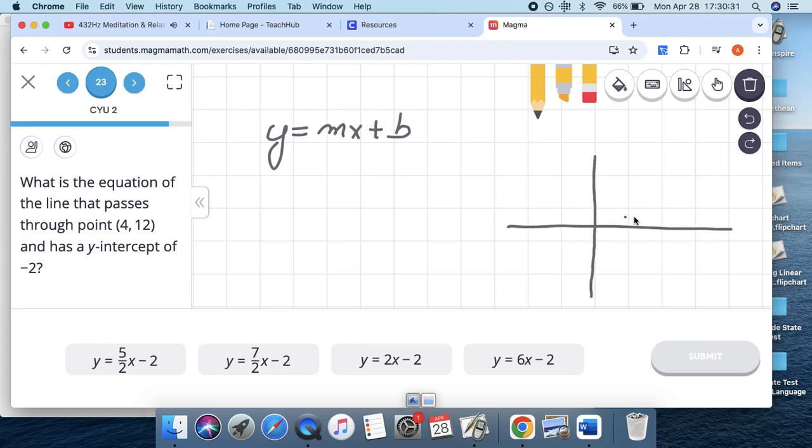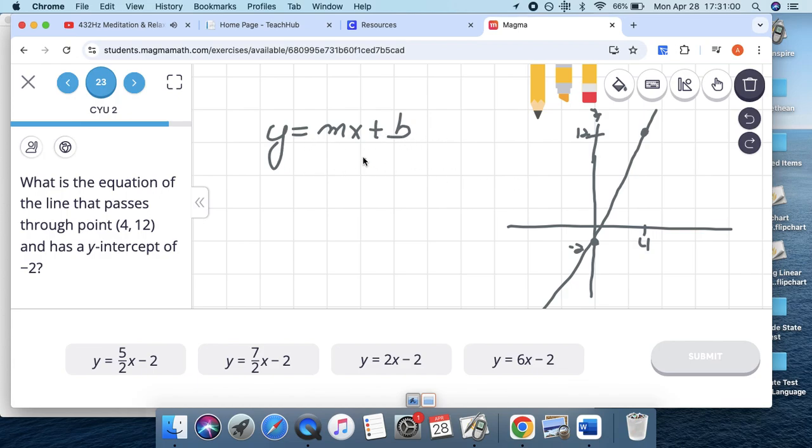Passes through the point 4 and 12. So let's make this 4 and let's make 12 over here. So there's one point. And it has a y-intercept of -2. So on the y-axis, and remember this is the y-axis, this is -2. So there's this line that currently looks like this. It passes through -2 on the y-axis, and it also passes through the point 4, 12. Okay, and they want the equation of the line.